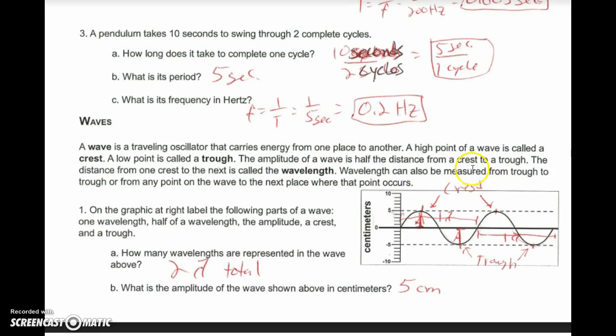Wavelengths can also be measured from trough to trough as well. On the graph here, how many wavelengths are represented in the wave above in this picture? Well, there's 2 total wavelengths. Notice, here's one, here's the second. What is the amplitude of the wave shown in centimeters? Here's a 5, here's a -5. In other words, it oscillates back and forth from 5 centimeters here to -5 here. So it's a net displacement of 5 centimeters for an amplitude.